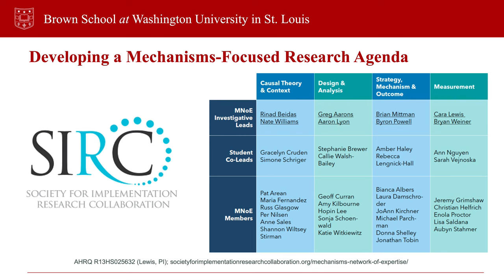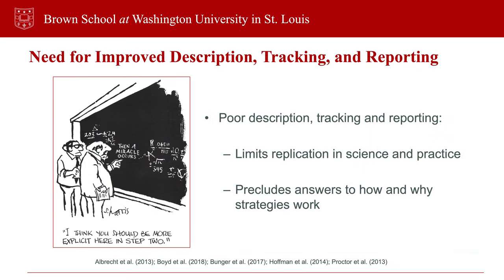And then finally, a real challenge for implementation strategy research is the poor description, tracking, and reporting of implementation strategies. This ultimately limits replication in science and practice. We don't necessarily know what people did, and so we can't replicate that in any way. And ultimately, it precludes answers to how and why strategies work, or this piece about identifying mechanisms, as I was just talking about.